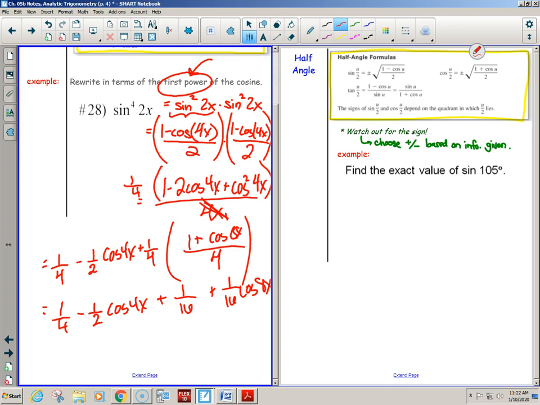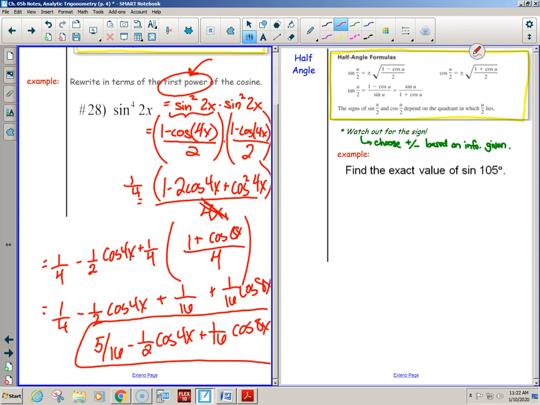Well, I'm just going to add the 1/4 and the 1/16 to make 5/16. 4/16 plus 1/16 is 5/16. But sadly, I can't really do too much more without a lot of work, because that 4x and this 8x in the cosines make two very different terms. And even though I could keep going by making the 8x 2 times 4x and using a double angle property, I don't think anyone wants me to. So I'm going to stop.